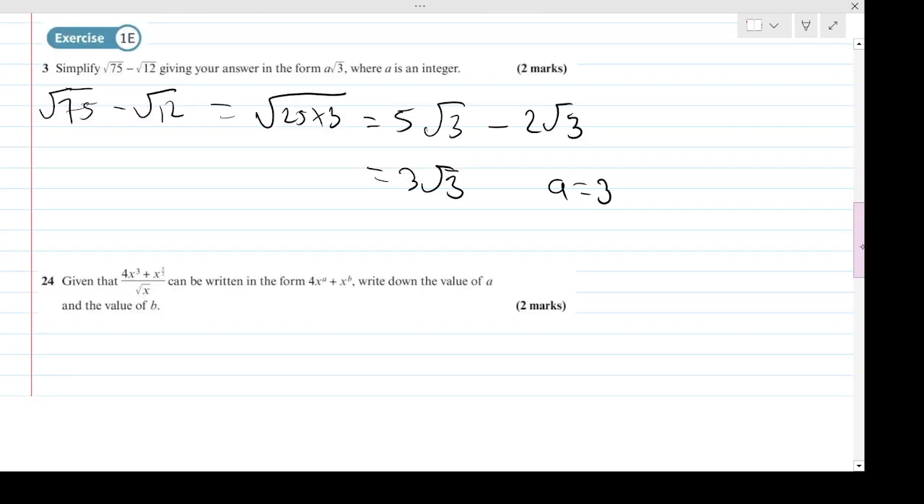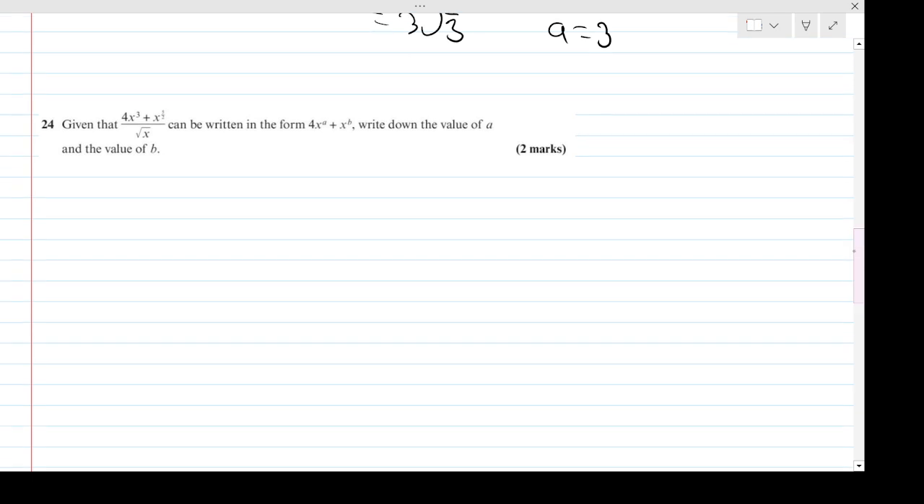Cool. Let's have a look at this then. We are given that 4x cubed plus x to the 5 over 2, I believe, over root x can be written in the form 4x to the a plus x to the b. So I'm going to write this down: 4x cubed, add x to the 5 over 2, over root x, can be written in the form 4x to the a plus x to the b.